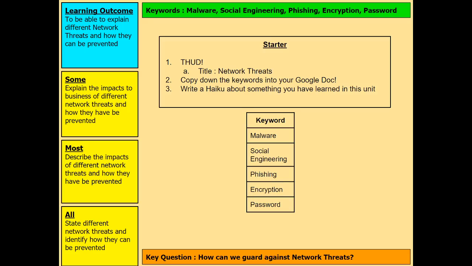So you're going to write a little poem. The first line has got 5 syllables, second line has got 7 syllables, third line has got 5 syllables. Write a haiku, and then we can get cracking with the lesson. So give the video a quick pause here, write your haiku, and then we'll get cracking.